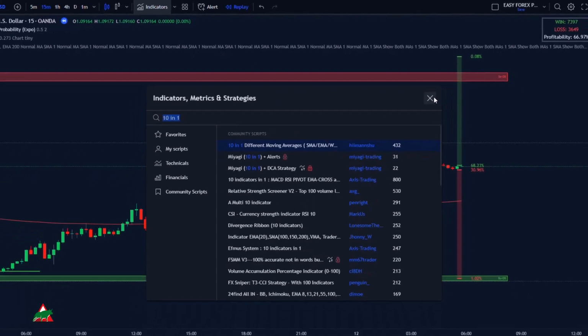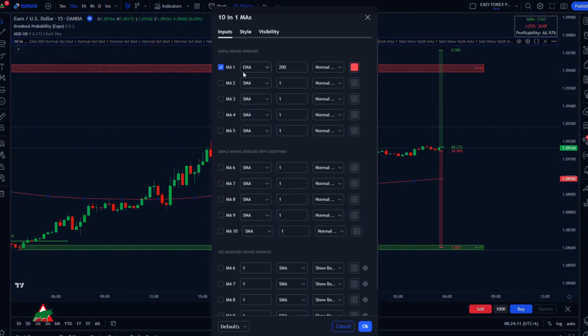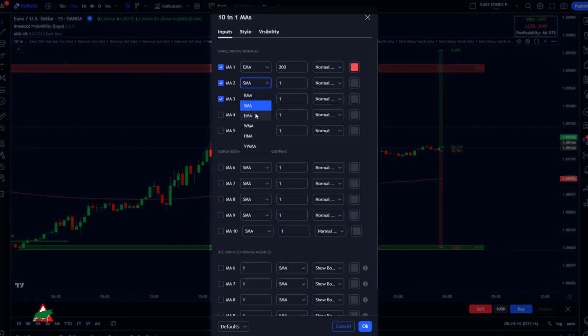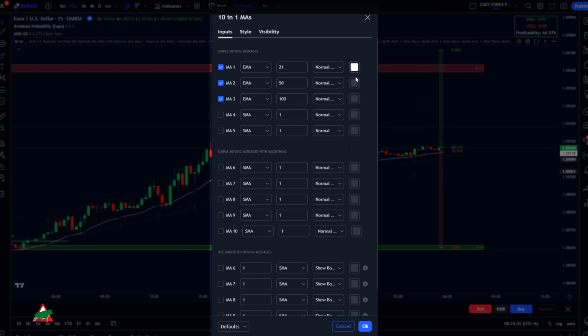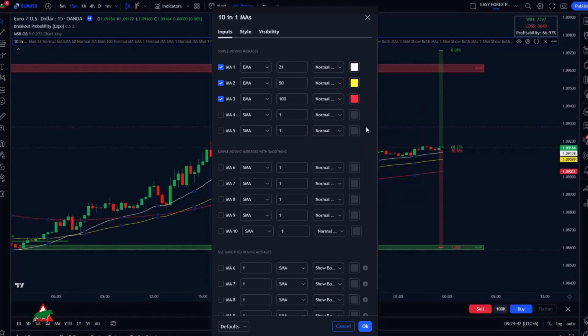Now go to the indicator settings. We will enable 2 more EMAs, change their types to EMA, and change the values to 21, 50, and 100. Now we will change some of the colors so they're more visible in our chart.